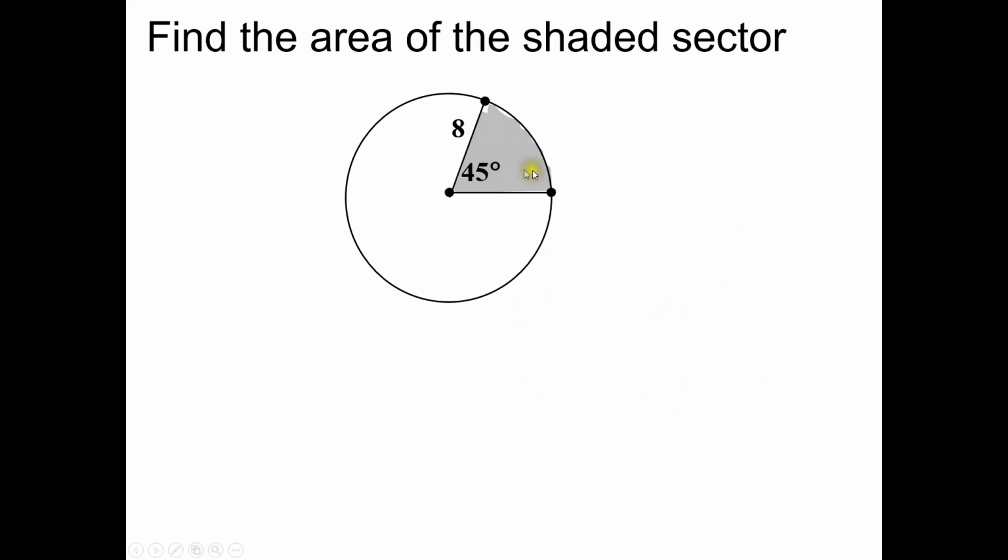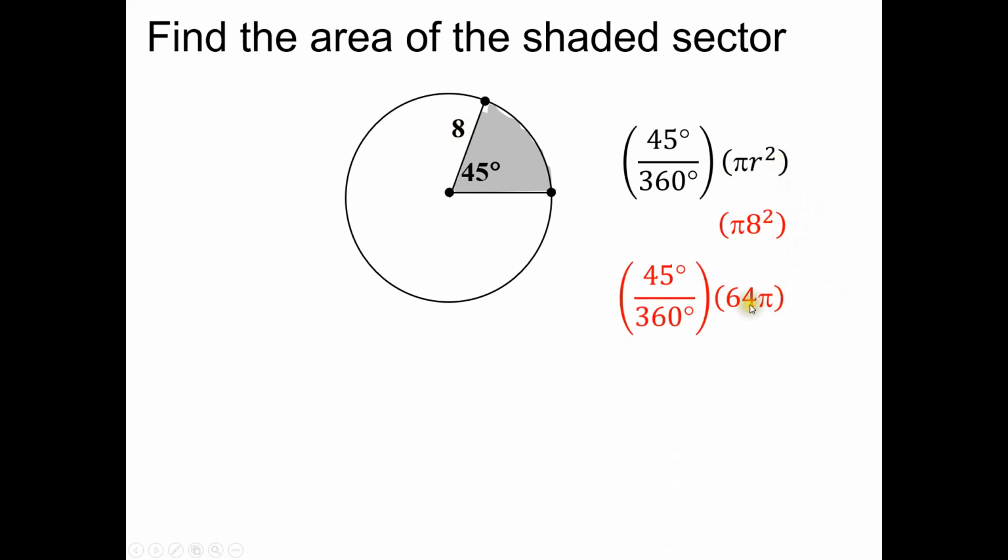Okay, area of the shaded region. So our degree fraction is 45 out of 360, right? So 45 out of 360, and that's the portion of the area that we're going to do. So we use the area formula, pi r squared. You take 8, plug it in here. 8 squared is 64 pi, right? And then divide, hit enter, and multiply by 64 pi, and you get 25.1, which is the area of this piece of pizza, all right?